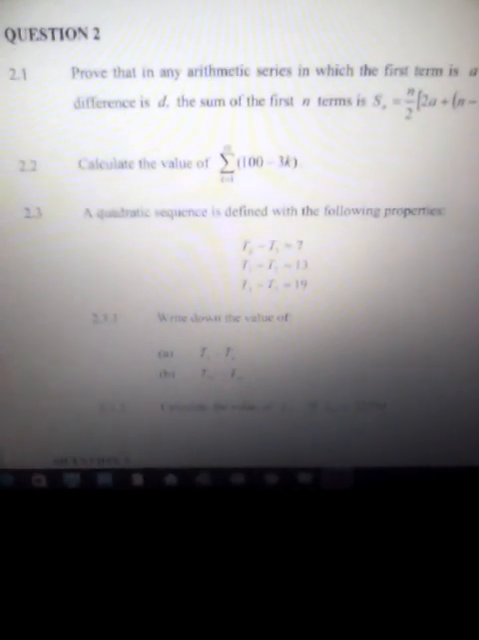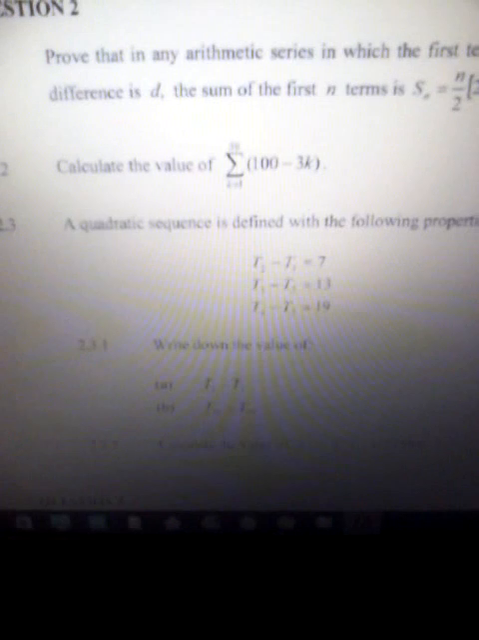Therefore 2.2, calculate the value of the sum of 50 terms when k starts at 1, of 100 minus 3k. 2.3, a quadratic sequence is defined with the following properties. T2 minus T1 is equal to 7, T3 minus T2 is equal to 13, T4 minus T3 is equal to 19.